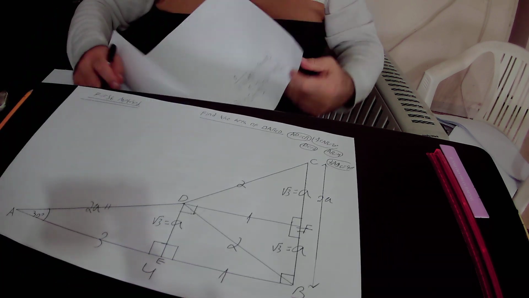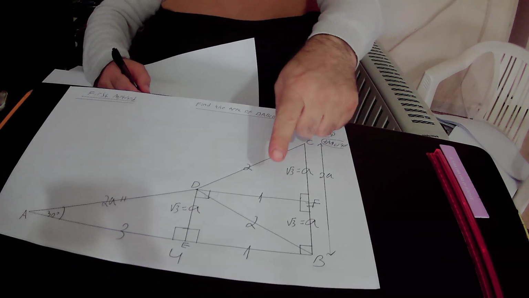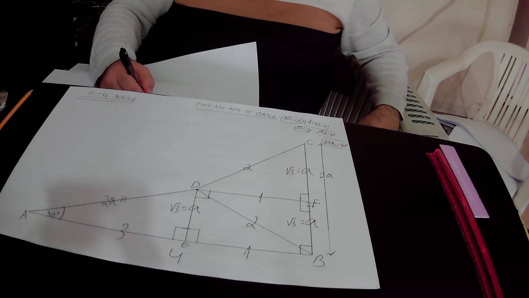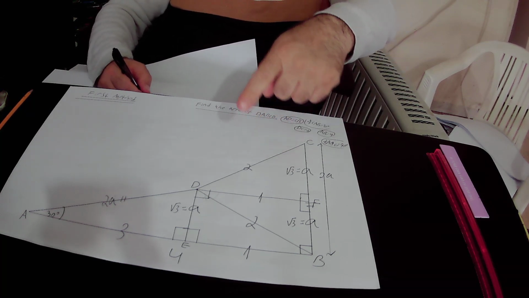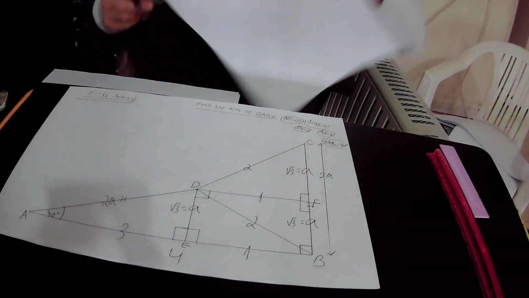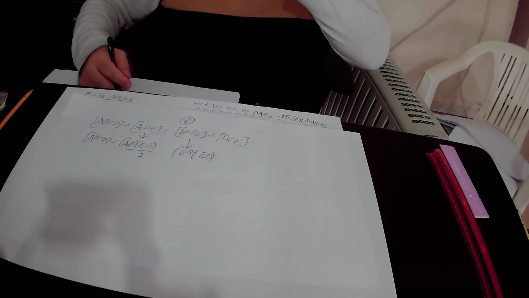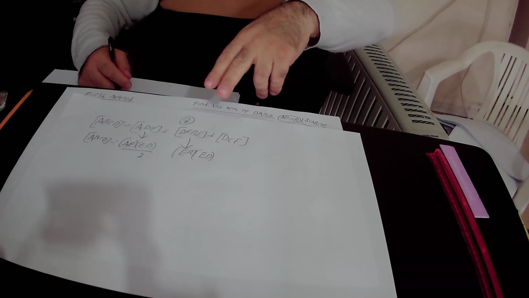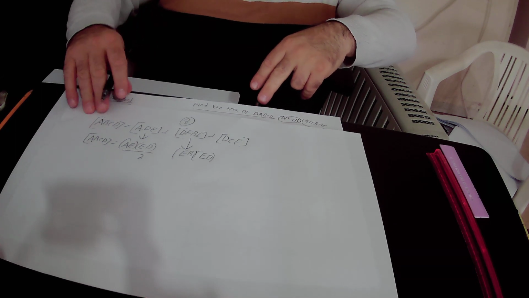The area of rectangle DFBE is the length times the width, that is to say EB times ED.